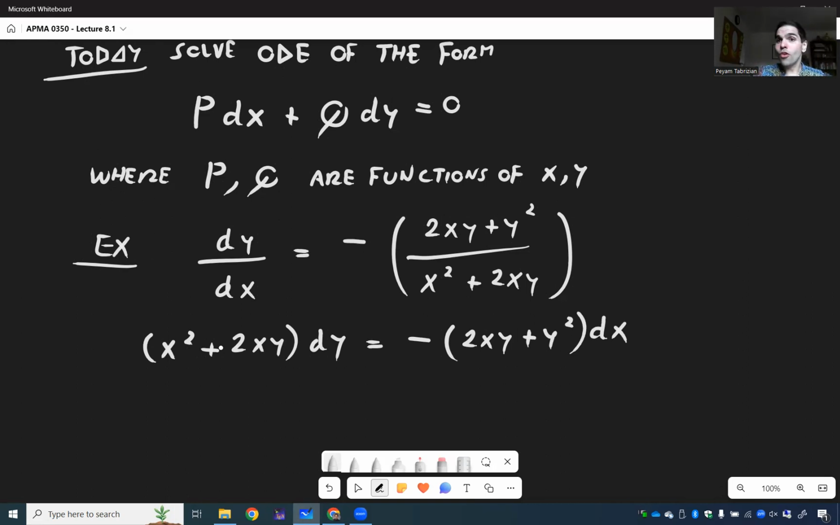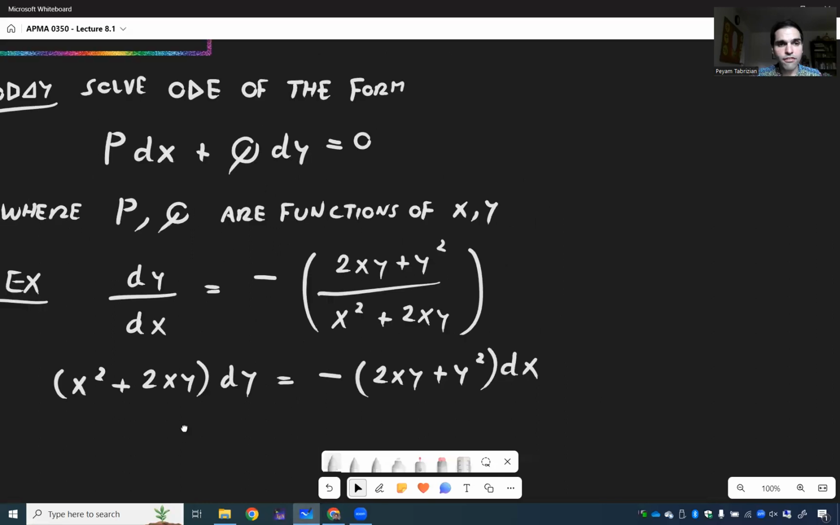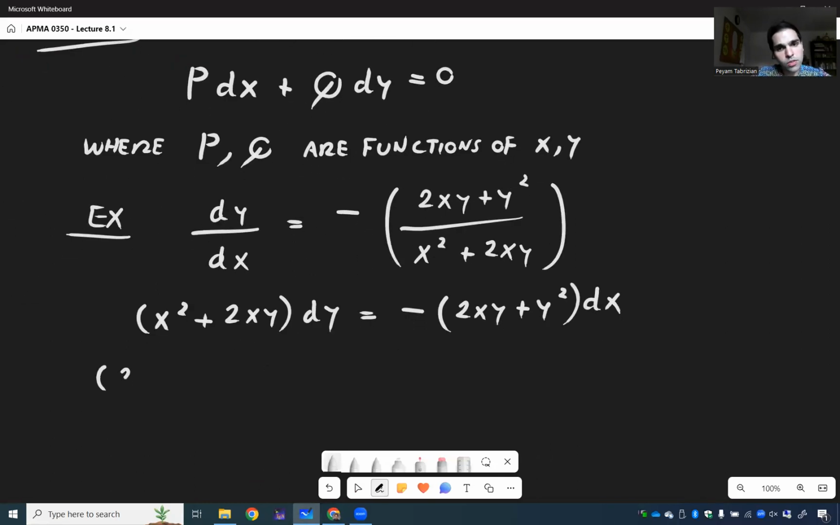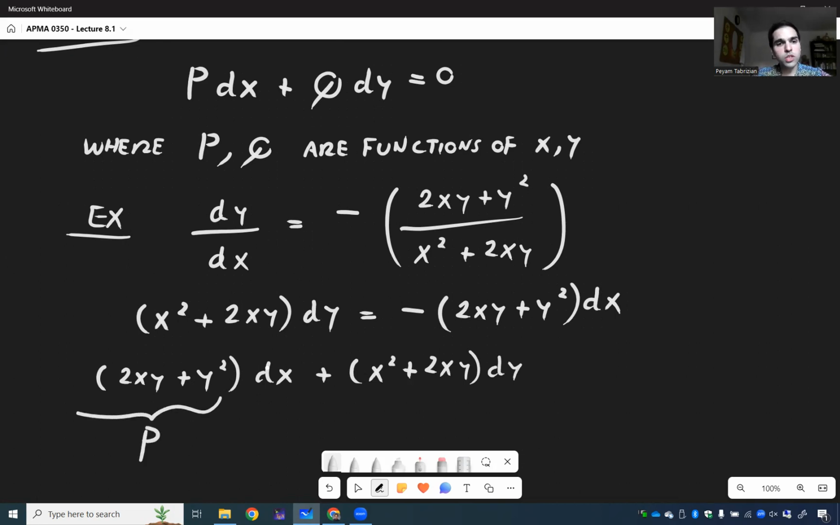Not quite of this form, but if you put the dx on the left-hand side, then you get 2xy plus y squared dx plus x squared plus 2xy dy. So your P would be 2xy plus y squared, and your Q would be x squared plus 2xy.